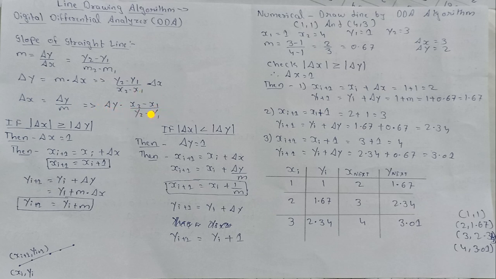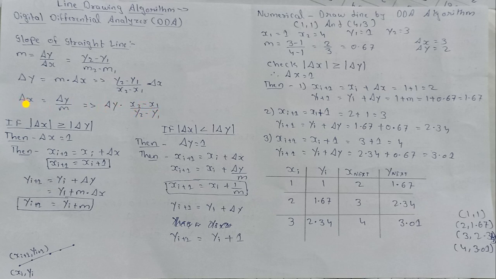So don't be confused here, because in the slope and in the delta y, y2 minus y1 is there, divided by x2 minus x1. But when we are finding the delta x, we are getting x2 minus x1 divided by y2 minus y1, somewhat reversed. This is because the slope is downside here. When we are finding the delta x, delta y divided by m is there, so it is divided by m. For this reason we have written x2 minus x1 divided by y2 minus y1.